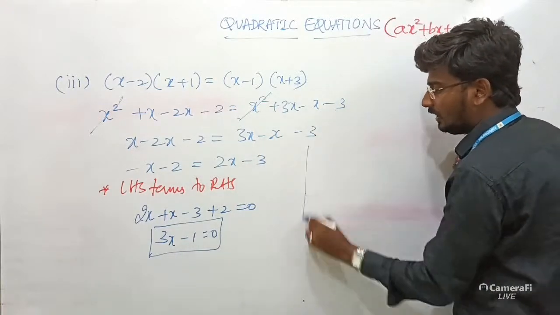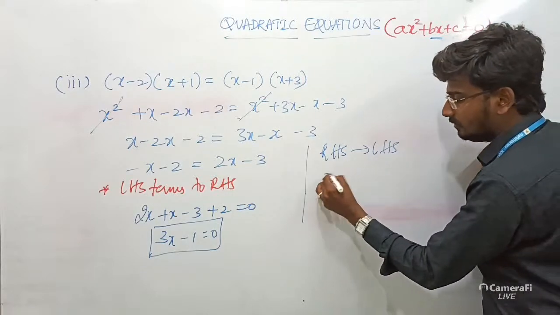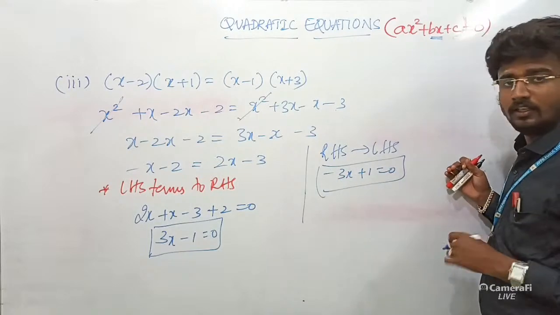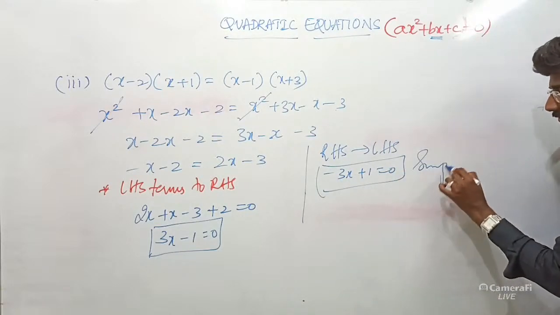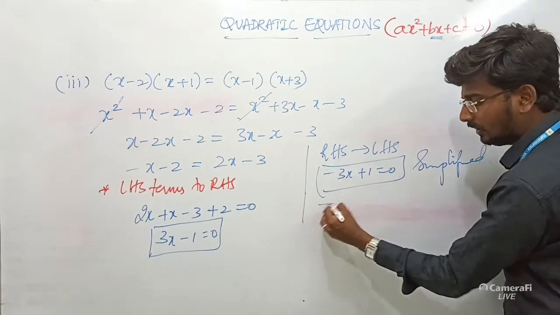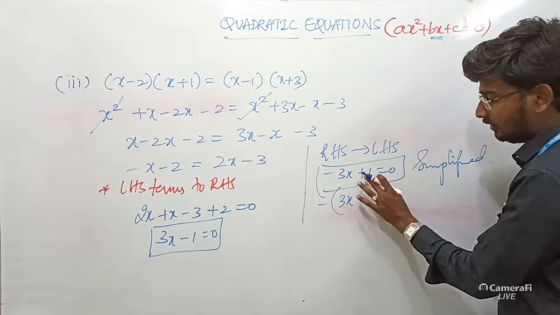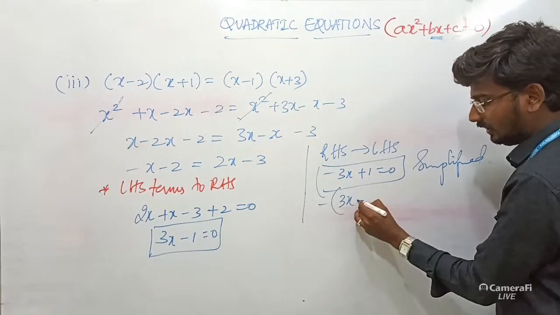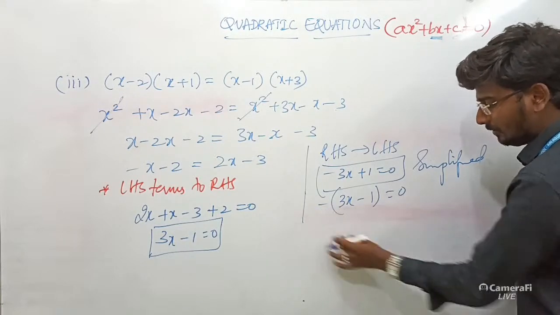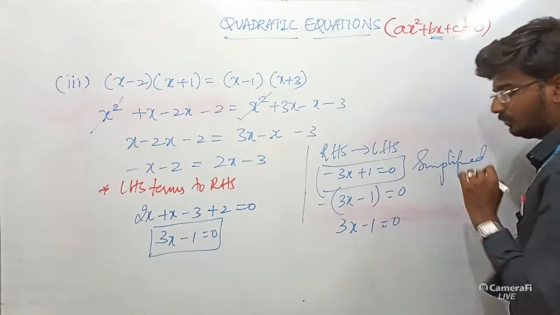If you shift from the RHS to the LHS, you will get an equation like minus 3x plus 1 equal to 0. Even this answer you can say is correct, but not simplified. If you want a simplified solution, again we have to take the minus sign outside. When the minus sign is outside, it will become plus. So since the minus sign is outside, I have to take minus here, then minus into minus will become plus 1 is equal to 0. The minus sign when it comes to the RHS will again become 0. So 3x minus 1 equal to 0.